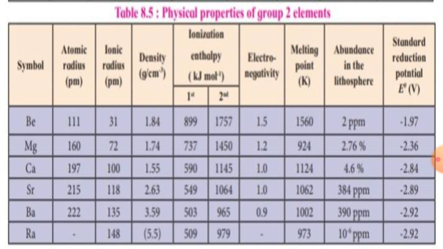Ionization enthalpy: we have studied what first ionization enthalpy and second ionization enthalpy are. First ionization enthalpy is the amount of energy required to liberate the outermost electron. Second ionization enthalpy is the amount of energy required to liberate the second outermost electron. As you see, both first and second ionization enthalpy decrease down the group. Atomic radii, ionic radii and density increase down the group, while ionization enthalpy decreases. Electronegativity also decreases down the group, and melting point also decreases down the group.